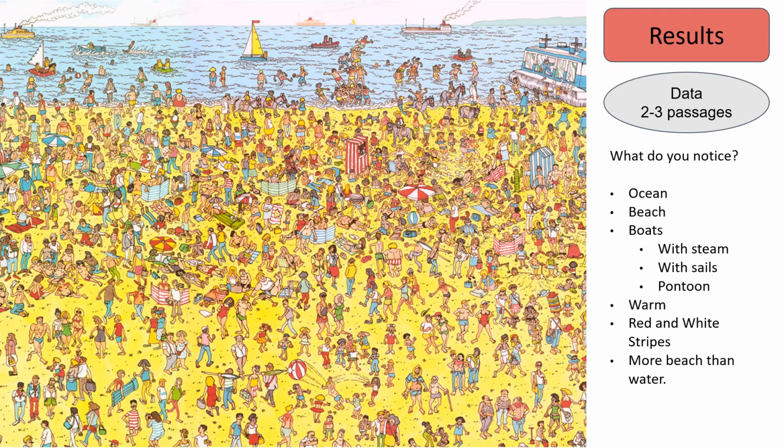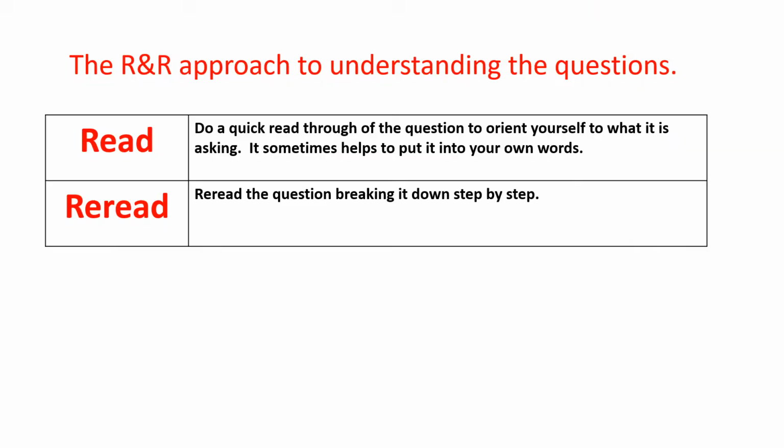So it's kind of like Where's Waldo? You're quickly looking at it and saying, all right, there's a beach, it's warm, people are in bathing suits, a little bit of water, different types of boats. That's it, 10 to 15 seconds to assess what's going on, and then you move on to the questions. We're going to use the R&R approach to understanding the questions.